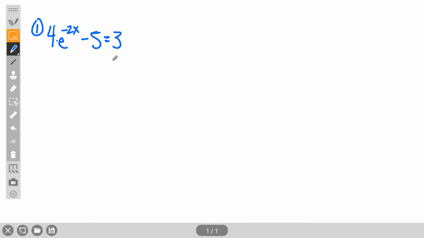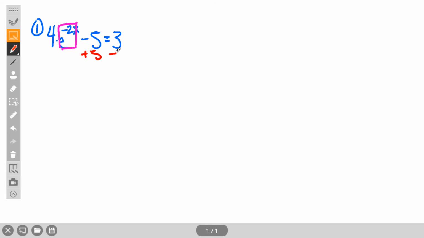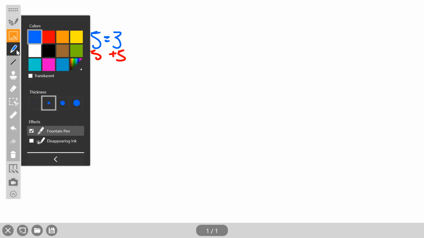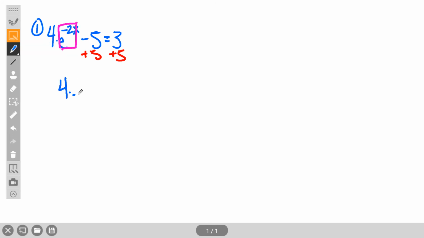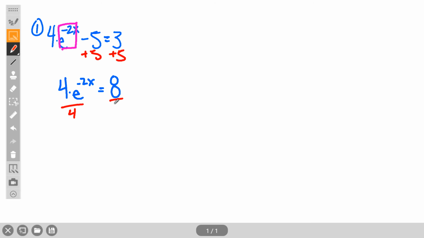Well, the first thing we're going to do is get this e to the negative 2x by itself. We're going to get the base by itself. First thing I need to do for that is add 5, so it gives me 4 times e to the negative 2x equals 8. I also need to get rid of that 4, so I will divide by 4, which gives me e to the negative 2x is equal to 2.